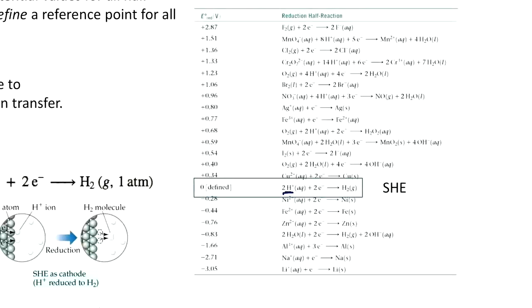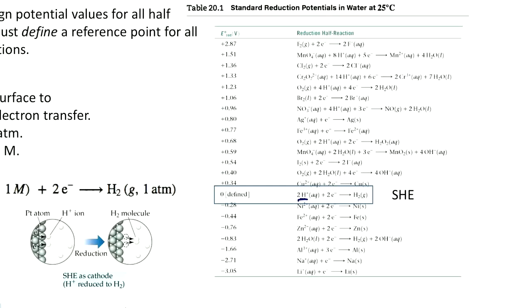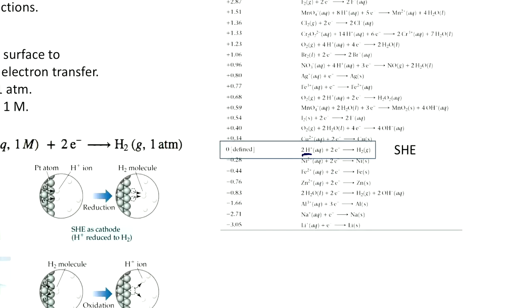I will note that in these half reactions, the standard reduction table, all of these are written in the reduction form. So you see we have a reactant, we have electrons, and we make the product. They're always written that way. So for our standard hydrogen electrode, we have 2 H pluses gaining 2 electrons to make 1 H2 gas.